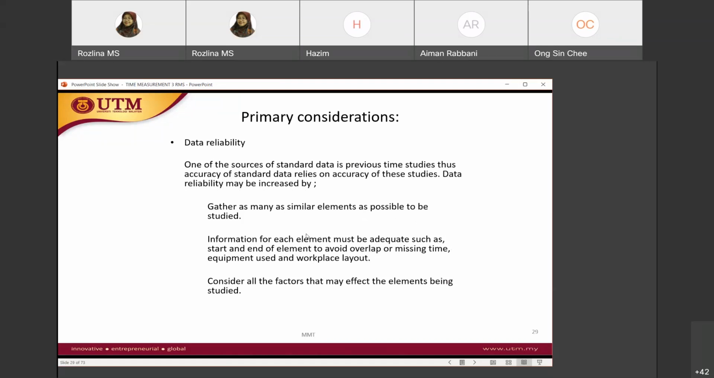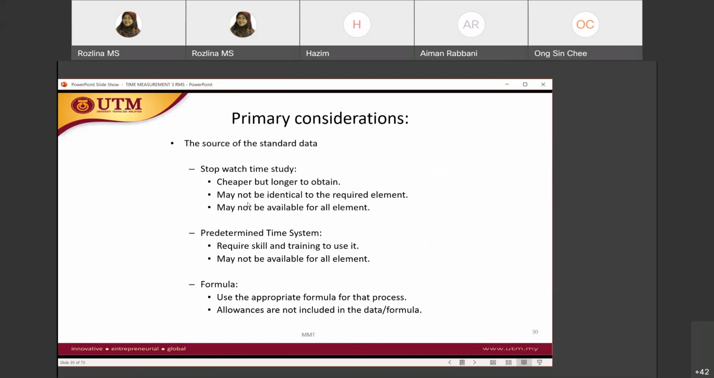Maybe in the previous time you have similar machine usage, so you can use the previous data. Okay. Consider all the factors that may affect the elements being studied. Okay, the sources of the standard data.